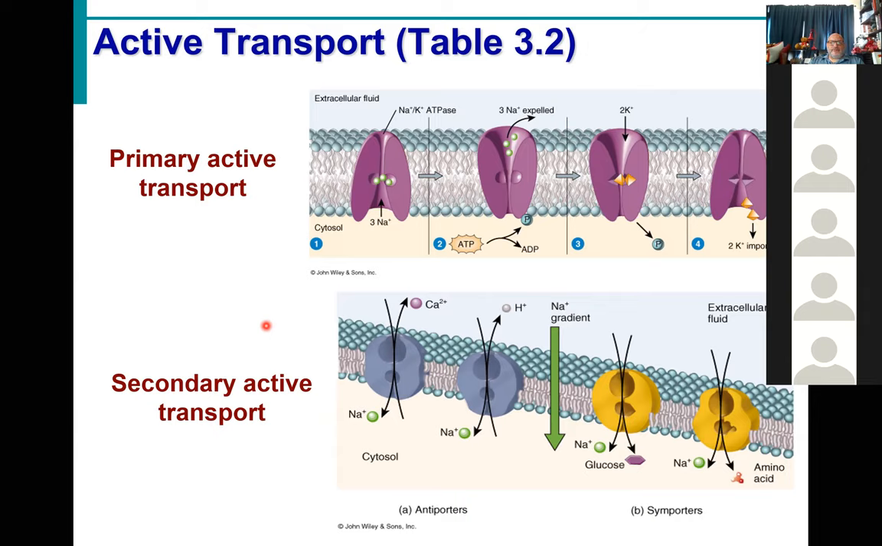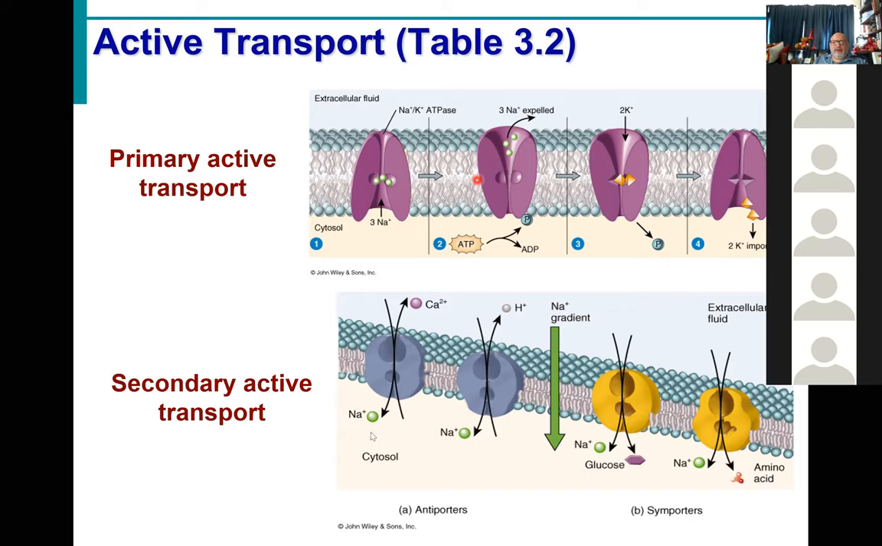Yes. I'm having a little bit of trouble understanding. So when you said that it's using it indirectly, how is it using it indirectly? I just don't see it. Okay. So notice up here with our primary active transporter, the ATP actually binds to the molecule to change the shape of the molecule, okay? So that is direct use of ATP.